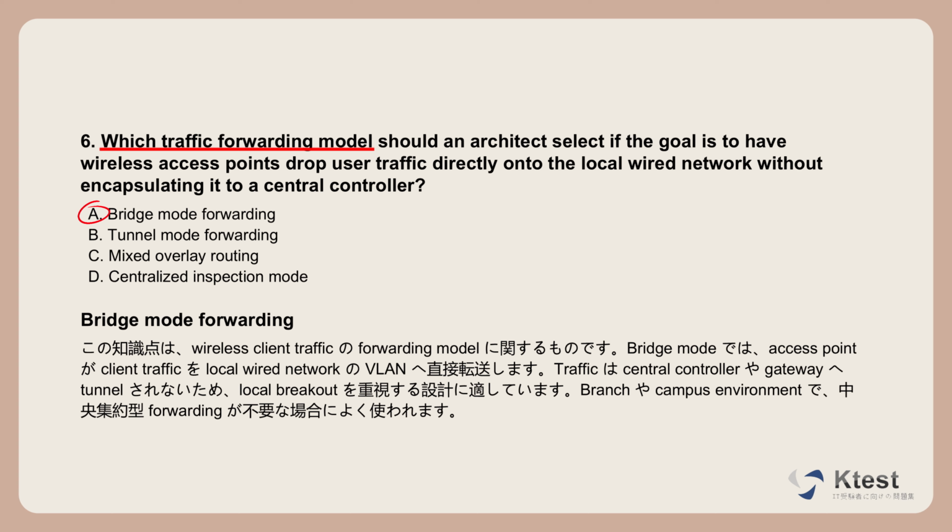Well, because sometimes tunneling creates an unnecessary bottleneck. If you want a local breakout at the access layer, meaning you want the access point to just drop client traffic directly onto the local wired VLAN, bridge mode provides the most direct, efficient path. Okay, but if we are dropping traffic locally, how do we keep it safe?